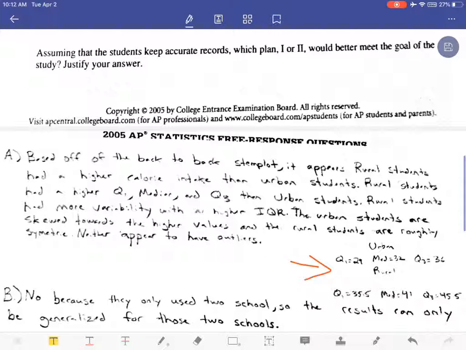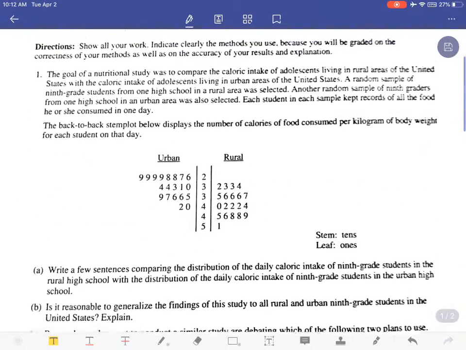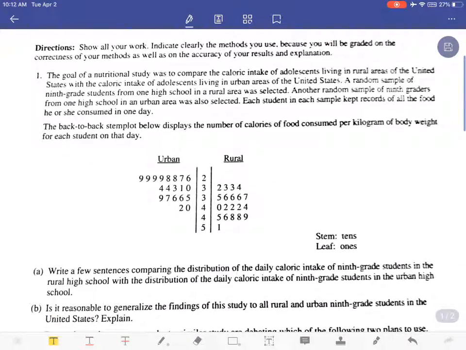Then the next sentence: the urban students are skewed towards the higher values. Let's go back and look at that graph. Remember, this is a little bit tricky with back-to-back STEM plots because the left side is kind of backwards from what we normally look at. So instead of saying skewed to the left or skewed to the right, say skewed towards the higher values. Even though if you looked at it on its side it'd be skewed to the left, since it's backwards, just because of the nature of this back-to-back STEM plot, that's going to be skewed towards the higher values. So you say the urban students are skewed to the higher values, and the rural students are roughly symmetric because the shape is roughly symmetric.